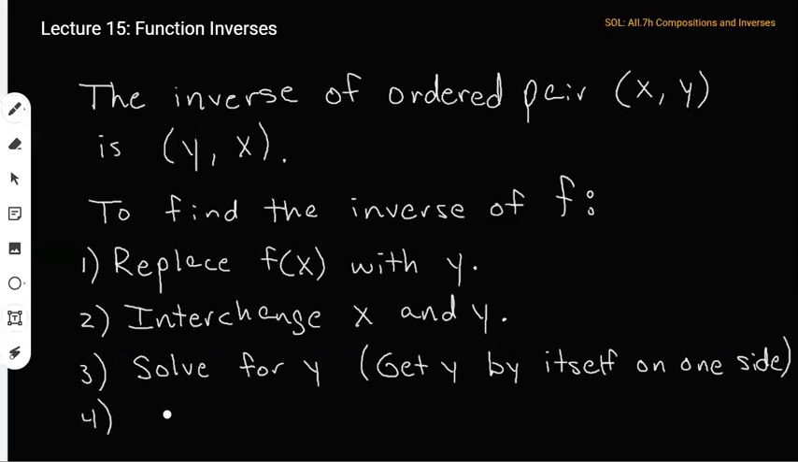And then once you've solved for y, you've gotten y by itself. Well, then the last thing you need to do is you need to replace y with the inverse notation. Replace y with f inverse of x. So I'll keep this up there for about a minute so you can copy this down, but these are the 4 steps that you need to go through to find the inverse.